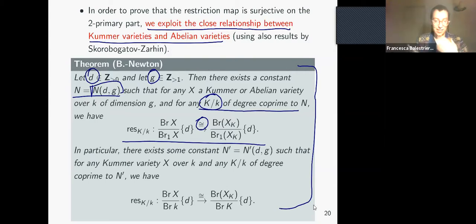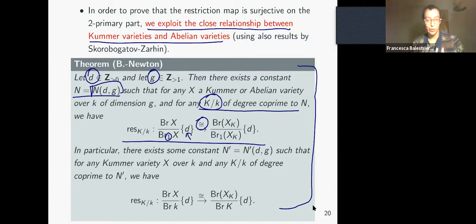I mean, this is not precisely what this is saying because this is the algebraic Brauer group, but then you can make things work. So essentially we have these nice restriction maps. And of course, this is for any d and we will use it with d equal to two.